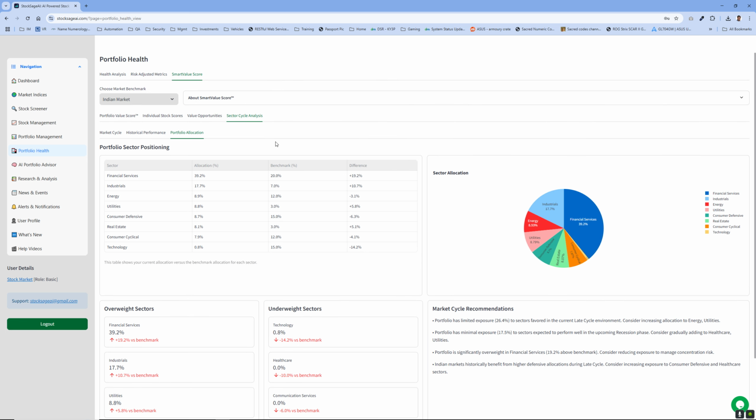So this is something which we should introspect. When we do the health analysis, look at the risk-adjusted metrics, and look at the smart value score of our portfolio, we then take a call on how we want to rebalance all of these. Take guidance from the recommendations given by the AI system, understand them, and then make informed investment decisions, which can help you in increasing your returns in the coming period.